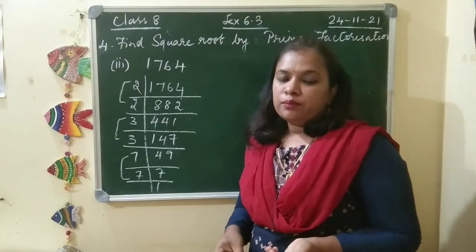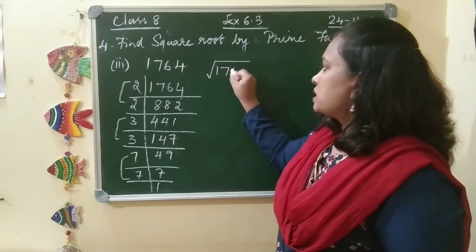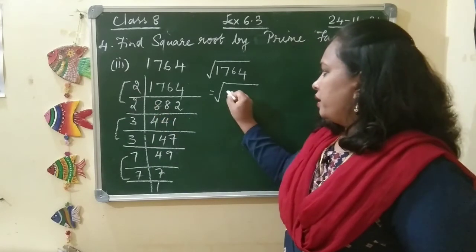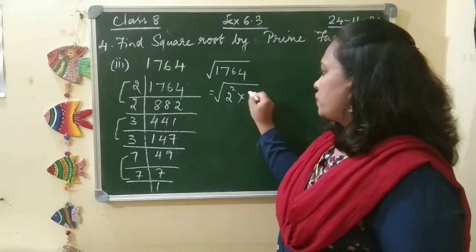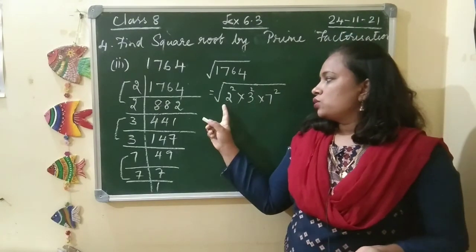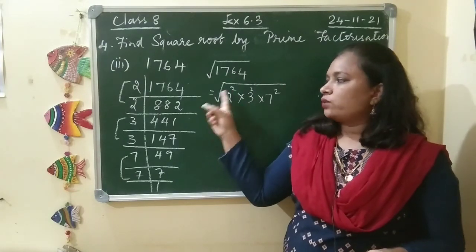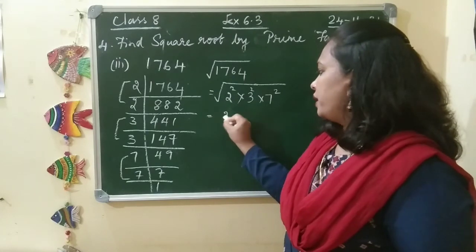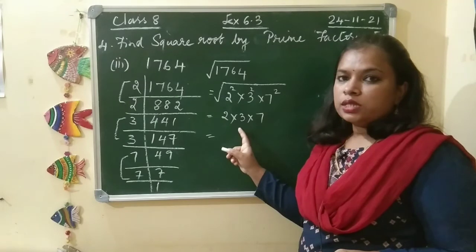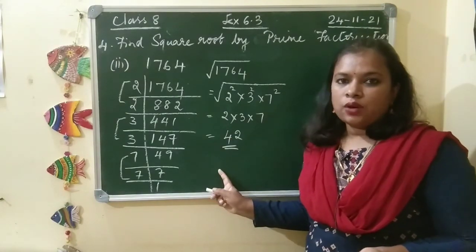After you pair or group them, we are going to write the square root of 1764 as 2 square, 3 square and 7 square, all under the square root. So the square root and square will get cancelled and you will get 2 into 3 into 7, which is equal to 2 into 3 is 6, 6 into 7 is 42. Okay, so this is how we have to do it.